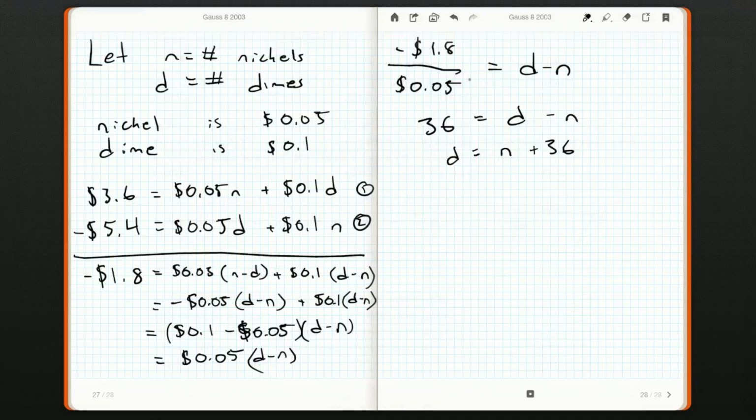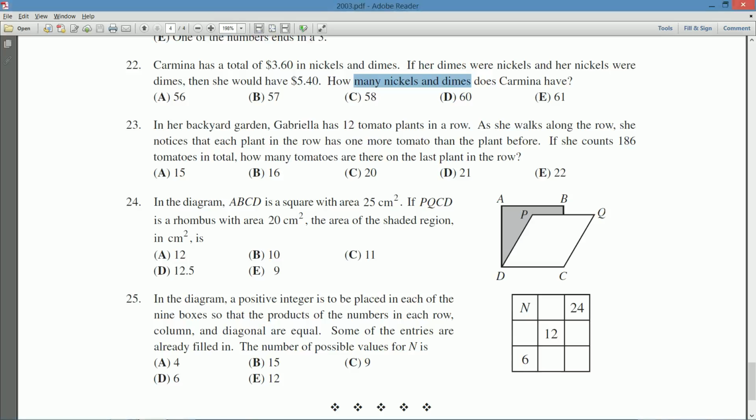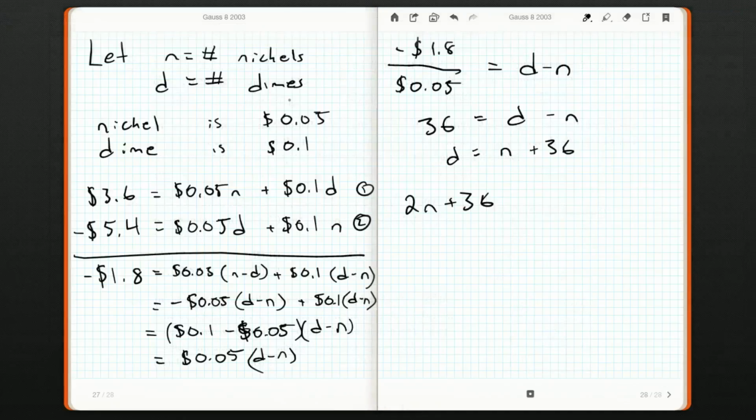So what we want is dimes plus n. So our final answer is going to be something like 2n plus 36. So already we could probably eliminate all the odd numbered answers. 61 isn't the answer, 57 isn't the answer. Just things we can notice. Okay.